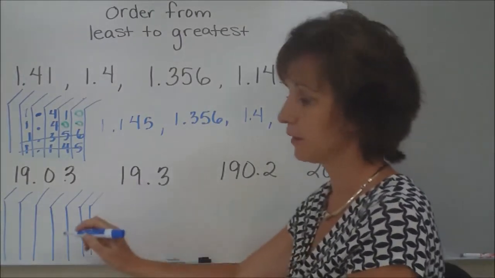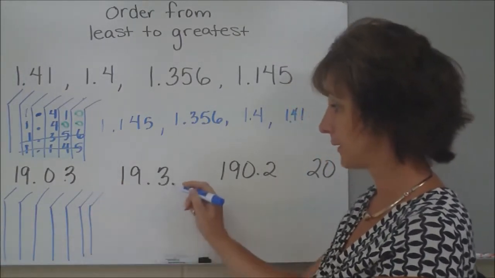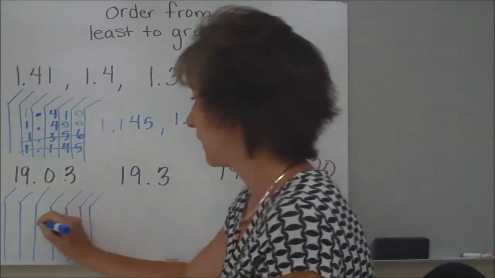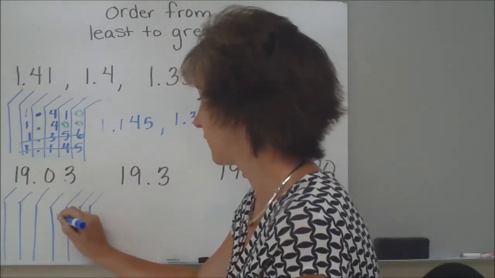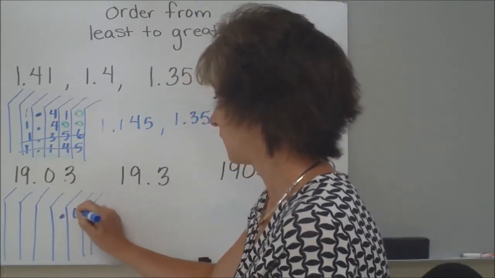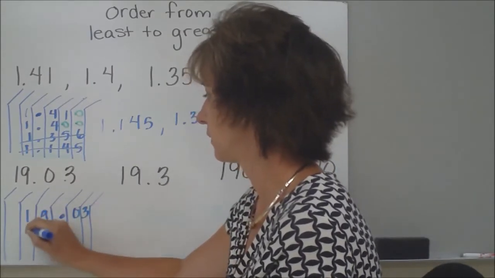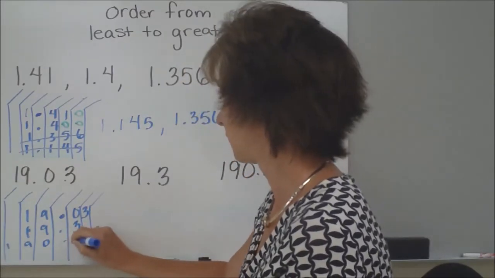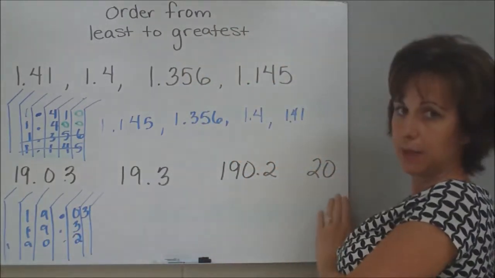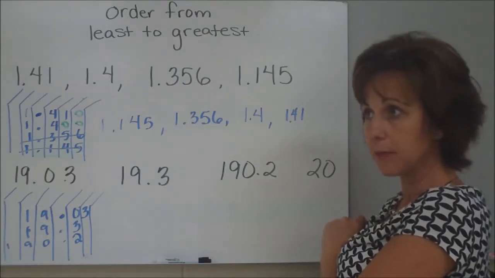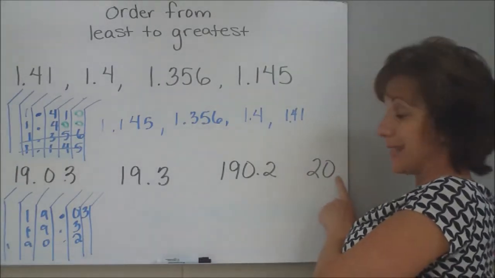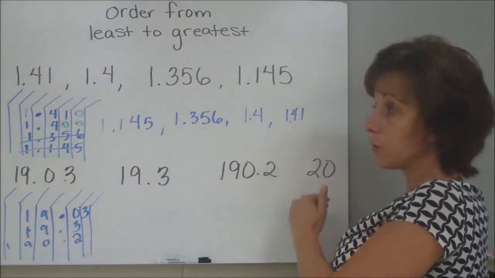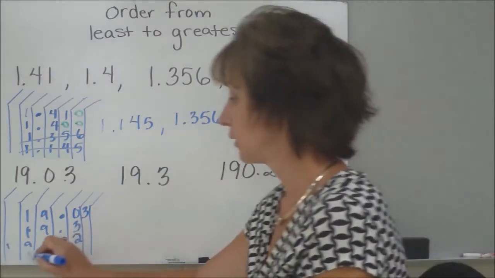All right, let's try it again here with 19 and 3/100ths, 19 and 3/10ths, 190 and 2/10ths, and 20. Again, decide where your decimal is going to be, and fill in your digits. Now, where do I put 20 in my place value chart? It is imperative that we remember there is a decimal at the end of every whole number. Simply saying 20 refers to 20 wholes. So it would go here.